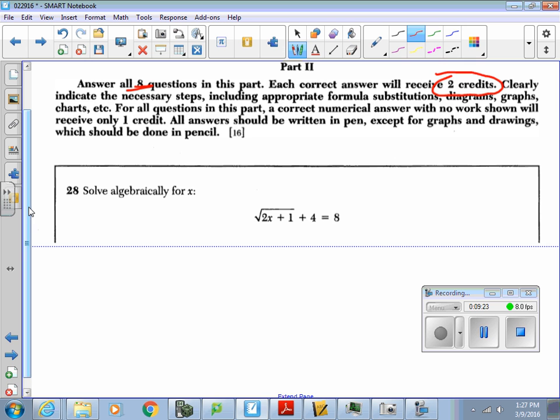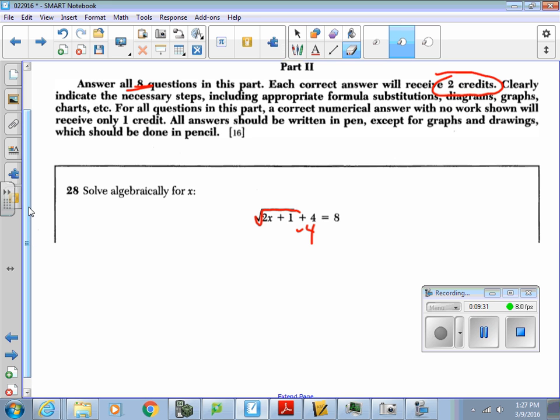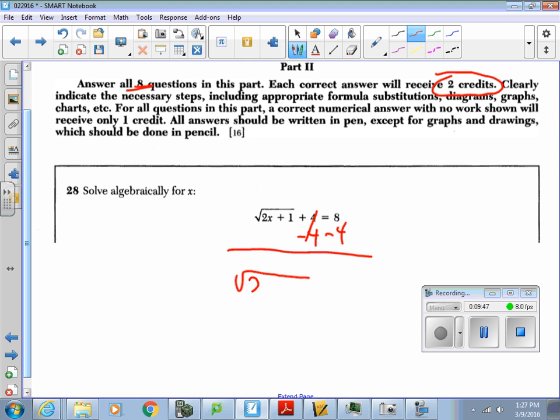So the first thing I'm going to do is subtract 4. Hopefully we remember that means square root. So the square root of 2x plus 1, plus 4, is not in the square root. So what you want to do is get the square root all by itself. Right? So let's go ahead and do that. So we're going to have the square root of 2x plus 1 is equal to 4. And, okay, see if you can do the rest. I'll be back in just a second.